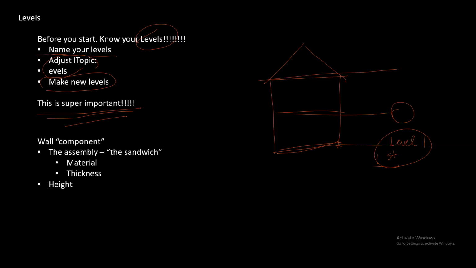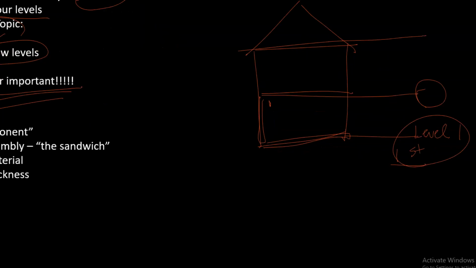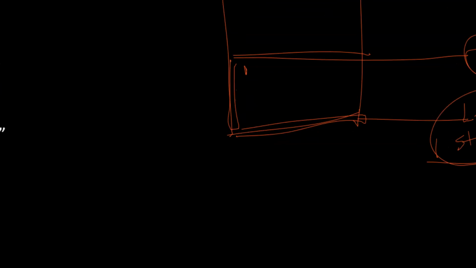What's really important about this is that you want to establish your levels and understand what they are in the beginning. Because when you draw a wall, Revit is going to ask you, where does that wall live? It lives between level 1 and level 2, right? So you will have to know that, so that the wall can be attached and associated with a level. Again, it's very, very important.